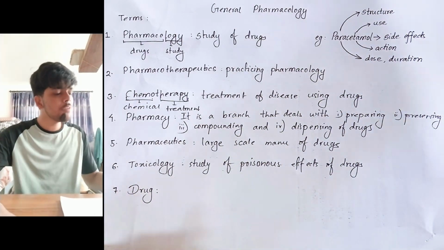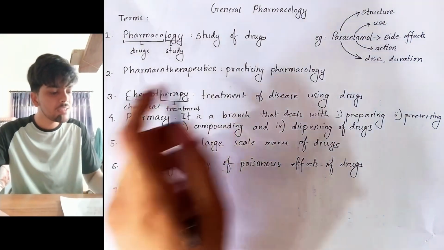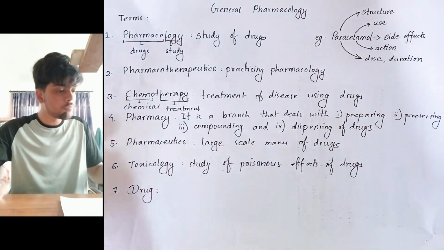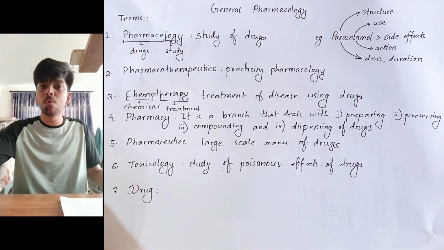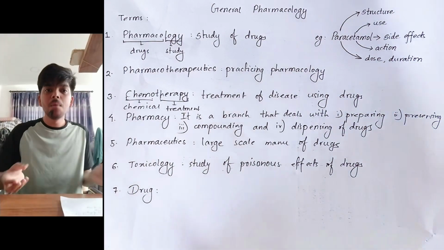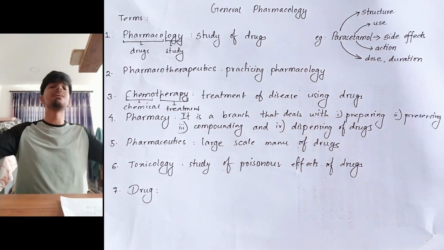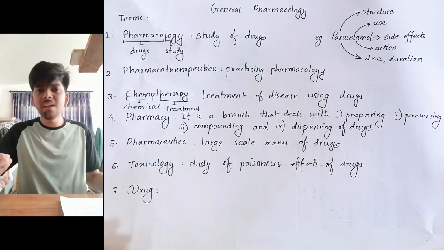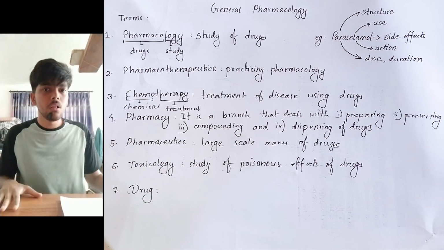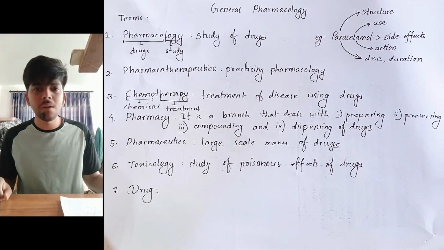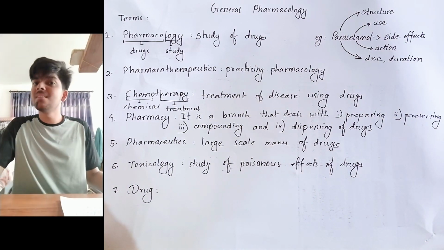So under the definition of each and every term, we see a certain word repeating again and again, and that is drugs. Because pharmacology is the study of drugs, pharmacotherapeutics is practicing the study of drugs, chemotherapy is using drugs for treating diseases, pharmacy is making, storing, mixing and giving away drugs, pharmaceutics is large scale manufacture of drugs, toxicology is studying poisonous effects of inappropriate use of drugs. After all, we are talking about drugs, right? But what exactly is a drug anyway? Paracetamol is a drug, but why is it called a drug?